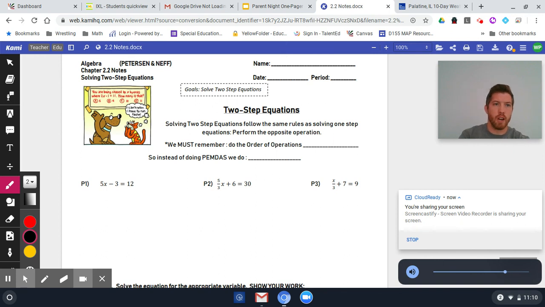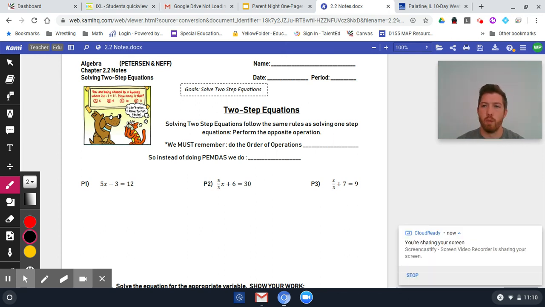All right, guys. So this is 2.2 notes. Miss Neff and myself taught the last set of notes, and those were talking about one-step equations where you use addition, subtraction, multiplication, or division to solve for x. We are looking at it a little differently today. We have something called two-step equations. This is going to take us at least two steps in order to solve for that variable.